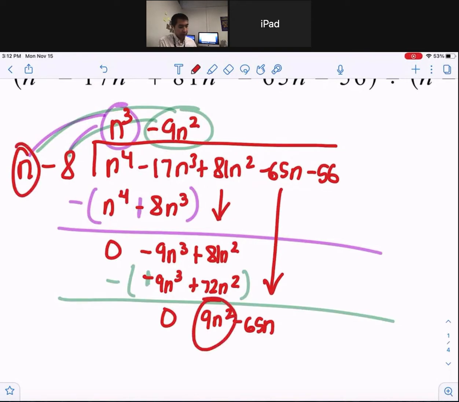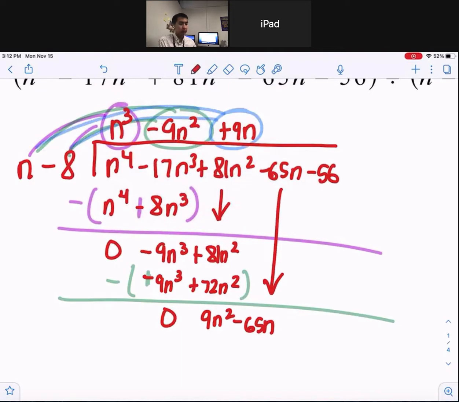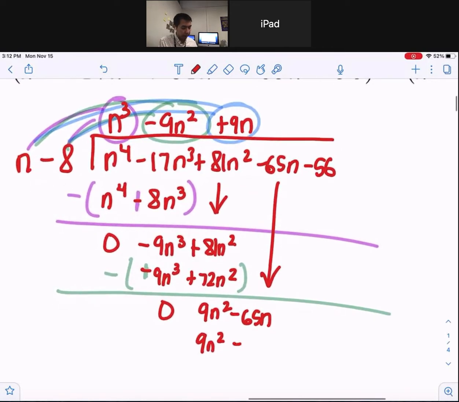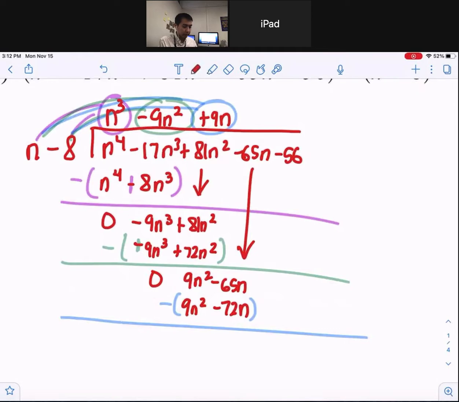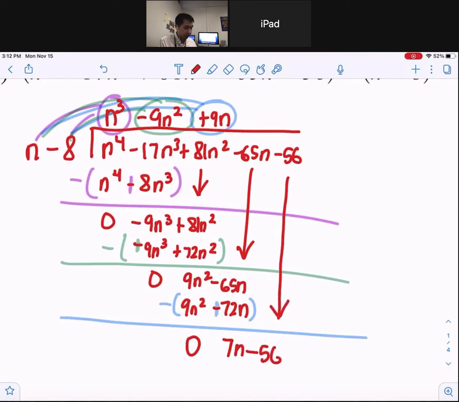And then again, same process. What times n will give you 9n squared? That's 9n. So then 9n, you distribute it to both. So 9n times n, 9n squared. 9n times negative 8, negative 72n. And then subtract. So you subtract that, so we get 0, and negative 65n minus negative 72n. This becomes a positive, so that's going to be a positive 7n. Drop the negative 56 down.